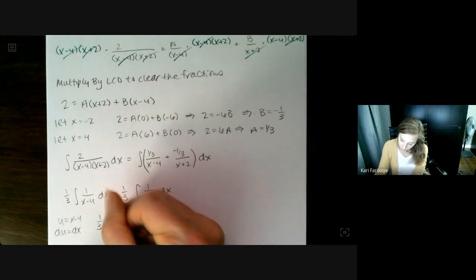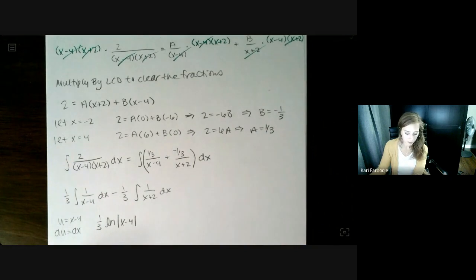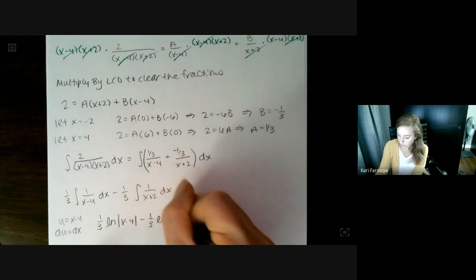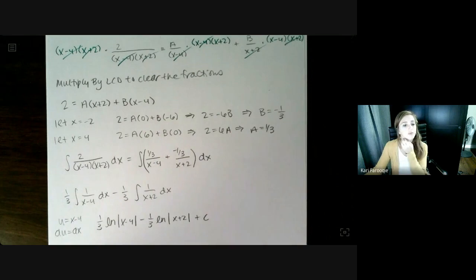So you have 1/3 ln u, which is ln of the absolute value of x minus 4. Don't forget your absolute value bars. Minus 1/3 ln absolute value of x plus 2.